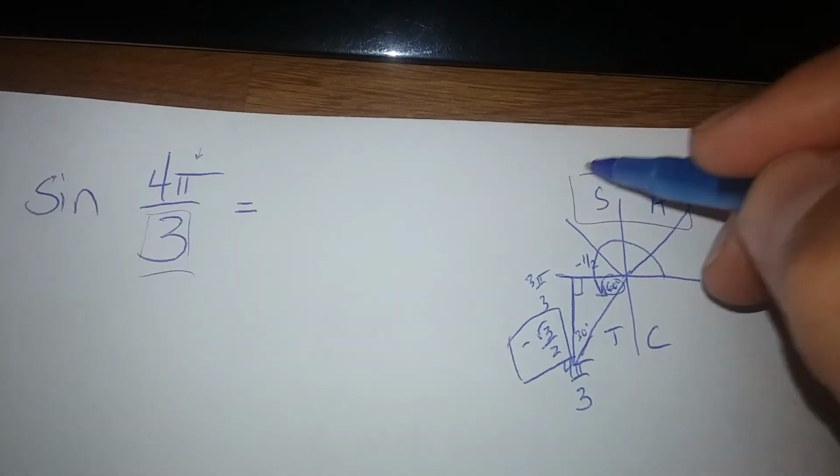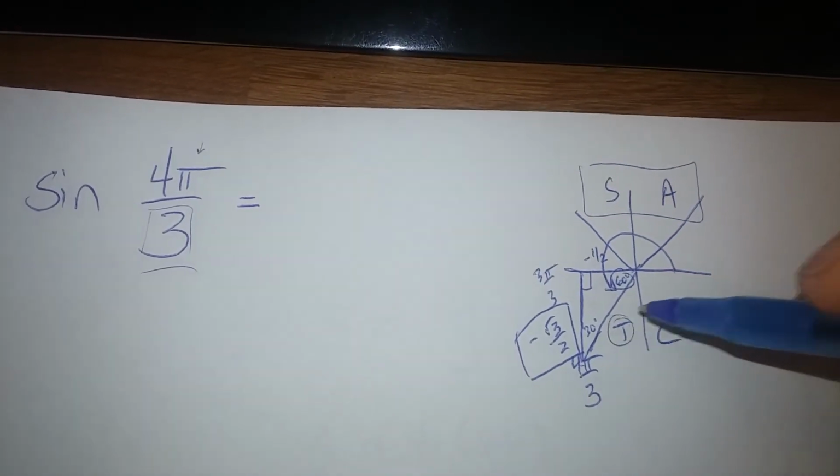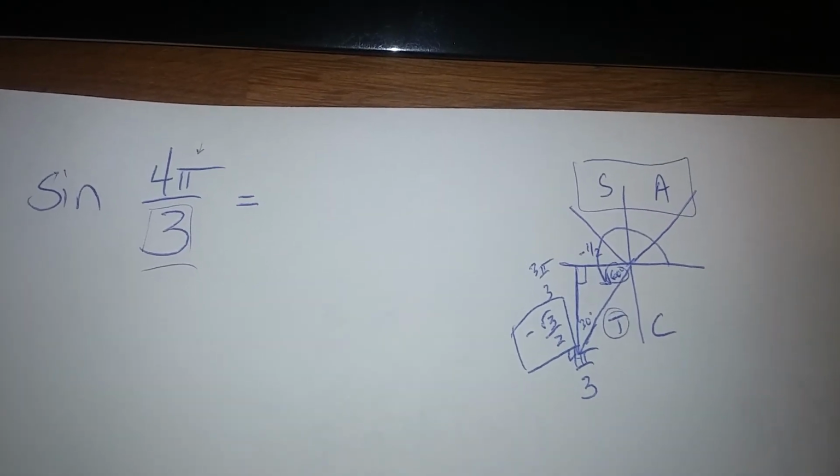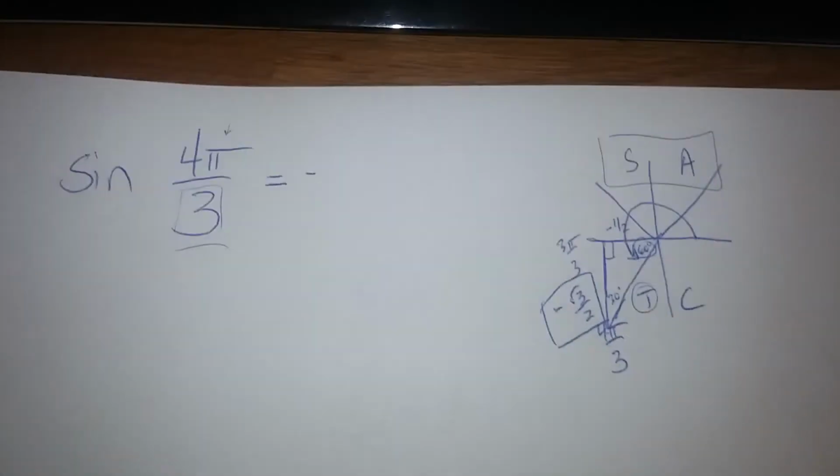And that means sine is positive in the first and second quadrant. Here I am in the third quadrant where only tangent is positive. So I do have to remember to put that negative sign on there when I am writing the sine of that 60-degree angle in the third quadrant. So the final answer is negative root 3 over 2.